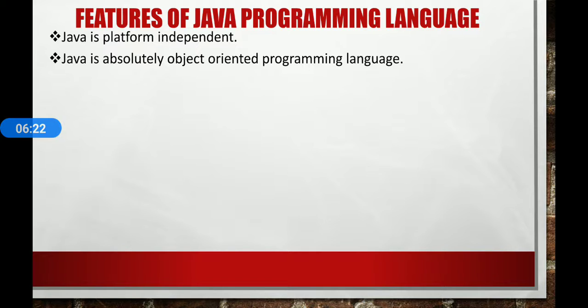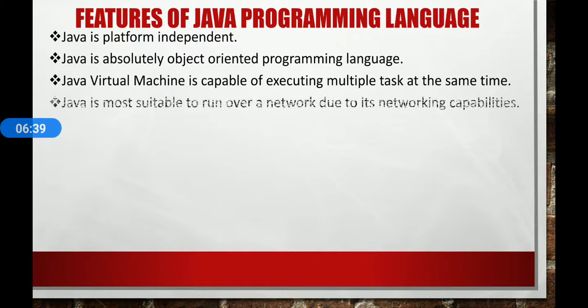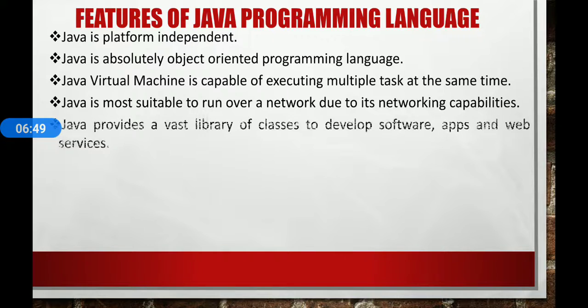Java is an absolutely object-oriented programming language. New changes in programs can be easily done without affecting other parts of the program. Java virtual machine is capable of executing multiple tasks at the same time. Java is more suitable to run over a network due to its network capabilities. Java provides a vast library of developed software, apps, and web services.